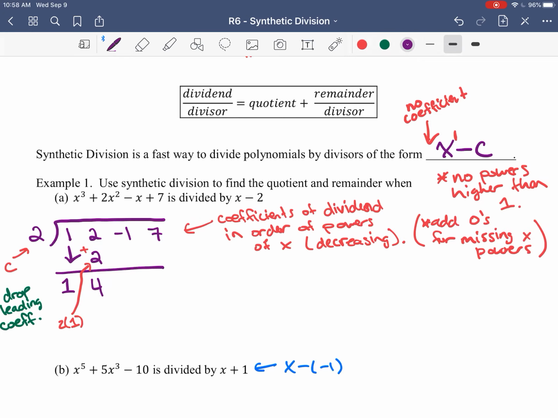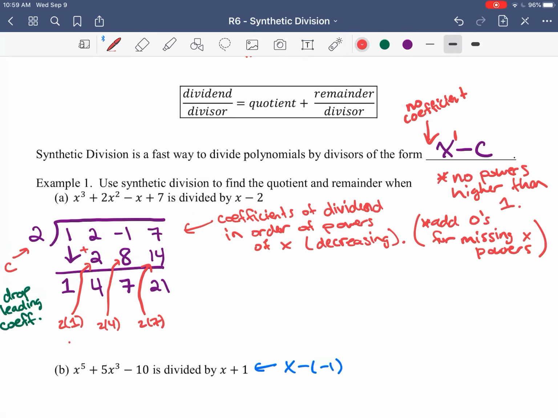Okay, and then we do the exact same thing again. So 2 times 4 is 8. This 8 is here because it's 2 times 4. And then we add those two things. That's going to give me a 7. And then I do it again. So 2 times 7 is 14. I add those things. That gives me a 21. So that 14 is the 2 times 7.